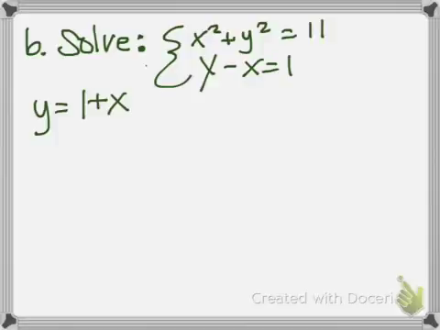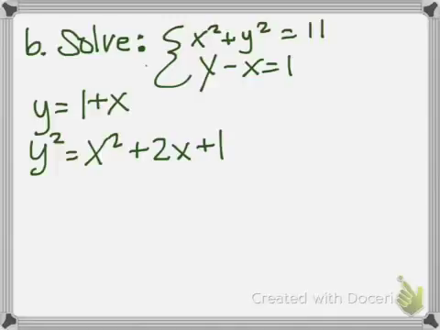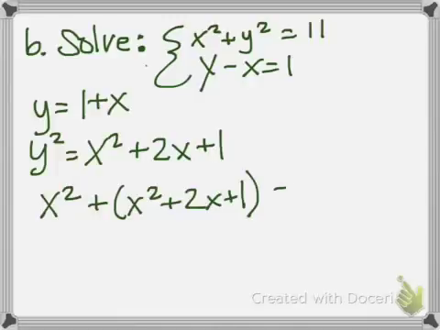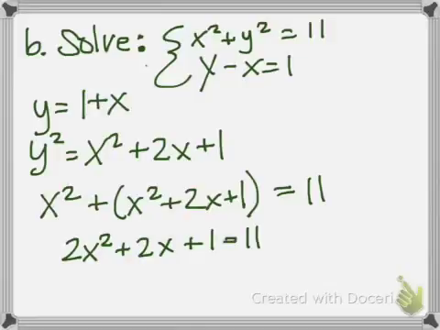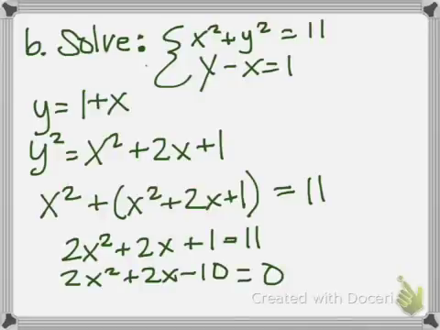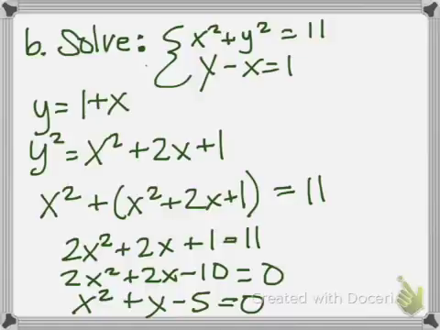So let's square it so we can get a y squared. So y squared is x squared plus 2x plus 1. Now we'll plug that in the top equation. X squared plus 2x plus 1 equals 11. We'll simplify. 2x squared plus 2x plus 1 equals 11. Subtract that 11, so we get -10. Divide everything by 2. So we get x squared plus x minus 5 equals 0.